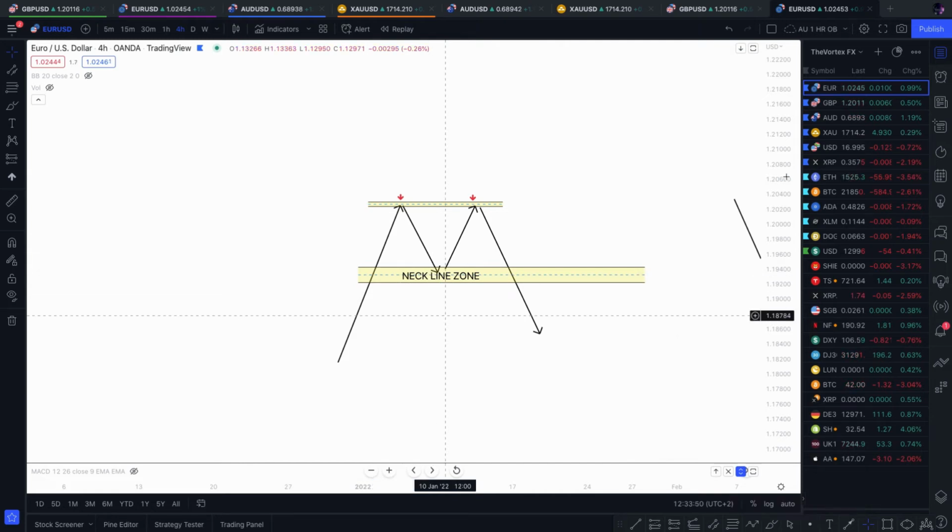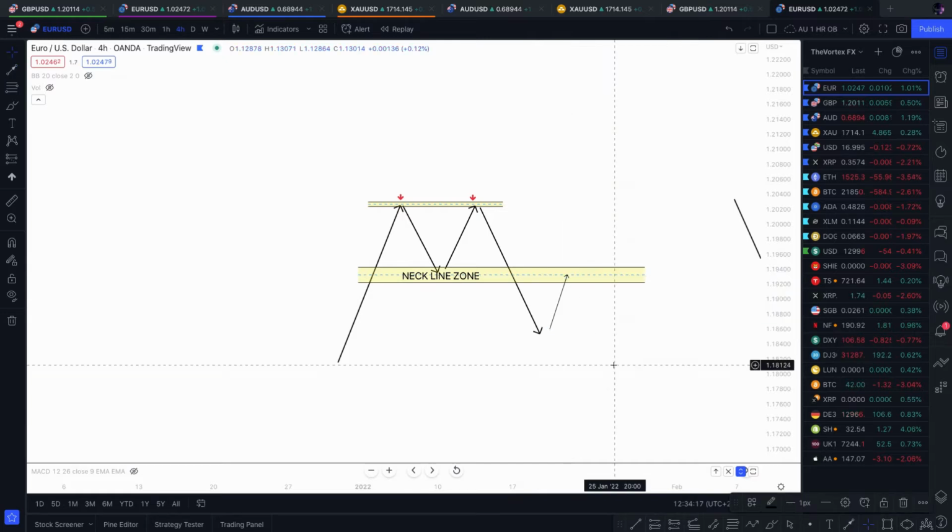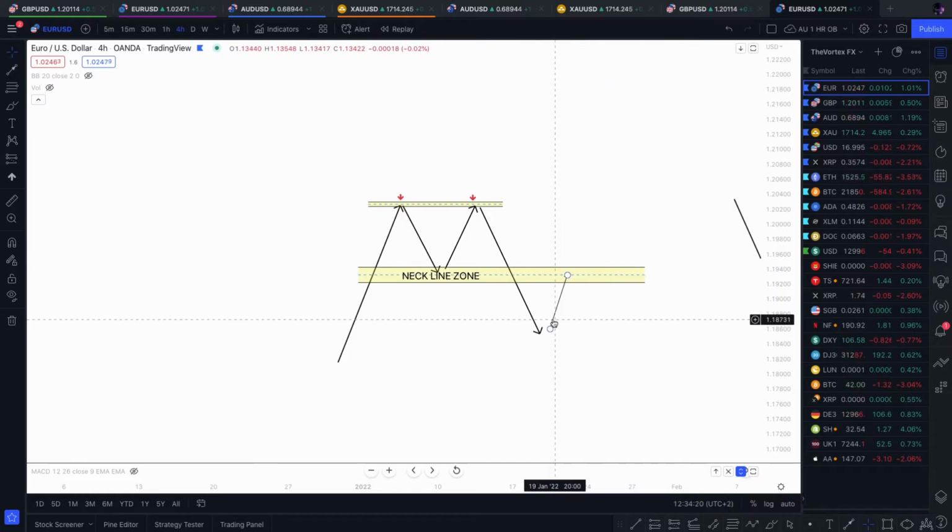Okay, so what we want to see is price break through this neckline zone, right? We want to see price break through it. We want to see candles close below it to confirm that we have now pierced below this area of liquidity. We want to see the price and the candles close below it. Once we have seen that, then this is where the fun begins. Now we look for a retrace back up into the neckline. Okay, we look for a retrace.